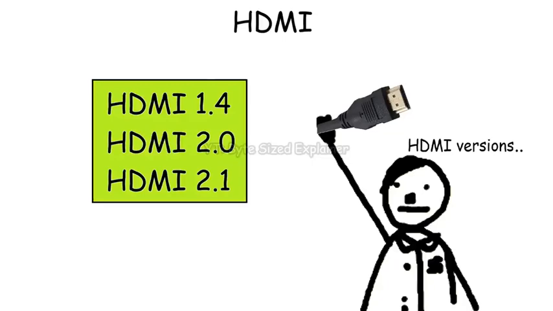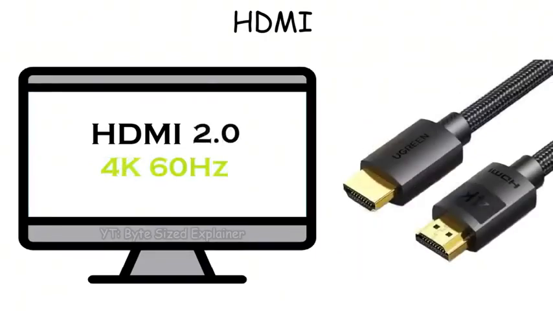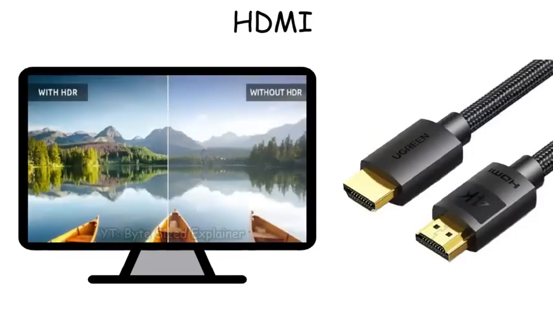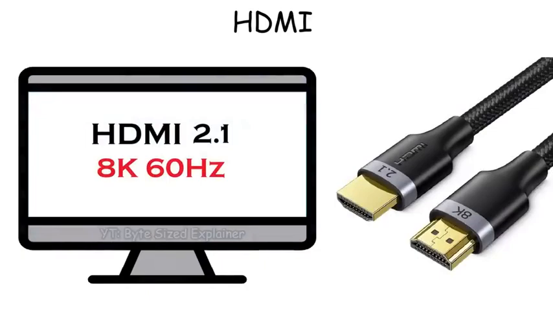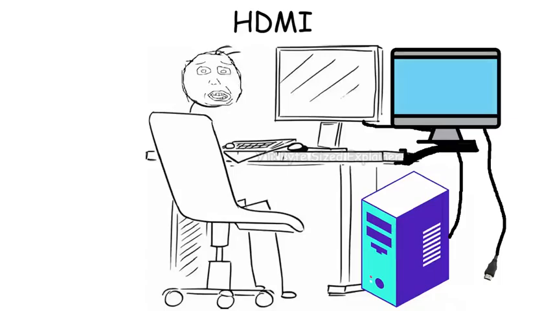HDMI has many versions, but the ones worth knowing are HDMI 1.4, HDMI 2.0, and HDMI 2.1. HDMI 1.4 supports 4K resolution, but with only 30 Hz refresh rate, but HDMI 2.0 raised that to 4K at 60 Hz, and it also supports the HDR feature. And the upgraded version, HDMI 2.1, can handle much more, which is 8K at 60 Hz or 4K at 120 Hz. But one thing you need to know is that HDMI is designed for a one-port to one-screen setup. So if you need multiple monitors but run out of HDMI ports, that's where DisplayPort comes in.